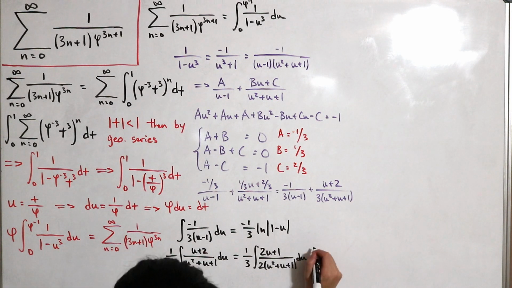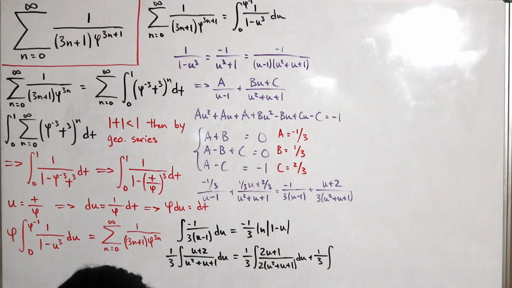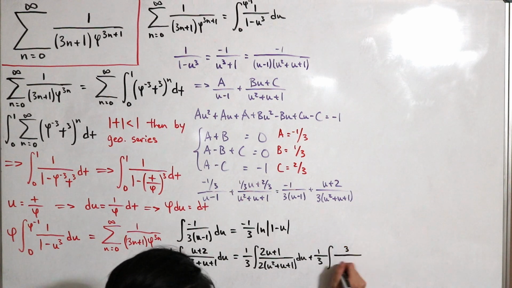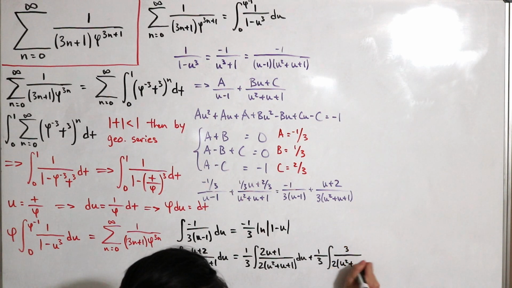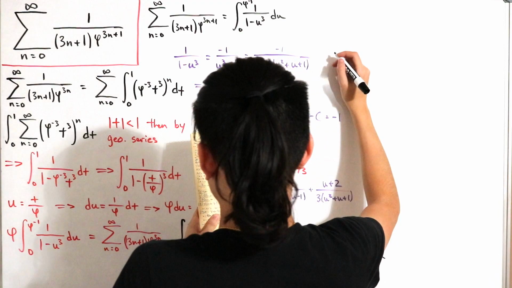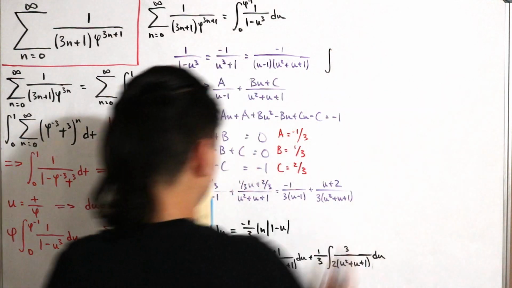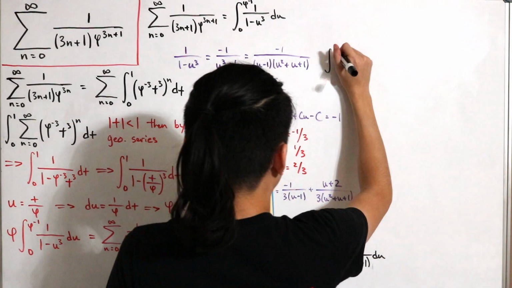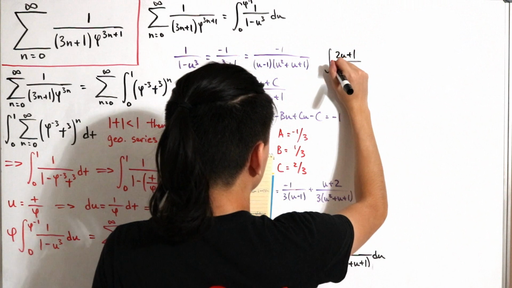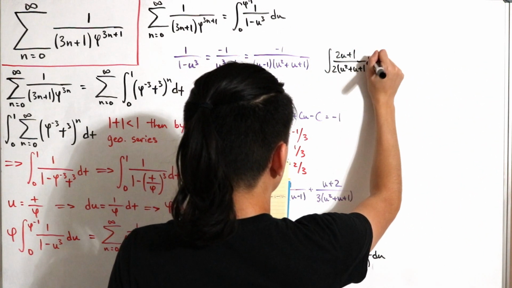And then we add this with the 1 over 3, then the integral, well, we're just dealing with the indefinite integral for now. So this will be 3, then divided by 2 times (u squared plus u plus 1). So let's actually focus on dealing with this integral over here. Let me just deal with this integral, and I'll deal with this constant later. So 2u plus 1, then 2 times (u squared plus u plus 1) du.